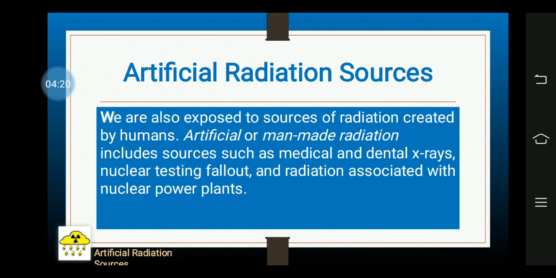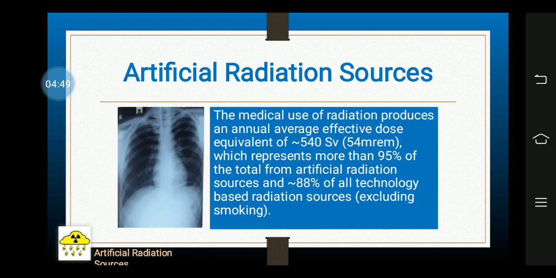We are also exposed to sources of radiation created by humans. Aside from those natural radiation sources, we have man-made ionizing radiation. This includes sources such as medical and dental X-rays, nuclear testing fallout, and radiation associated with nuclear power plants. Let us discuss these artificial radiation sources one by one, and that will start with the medical ionizing radiation.